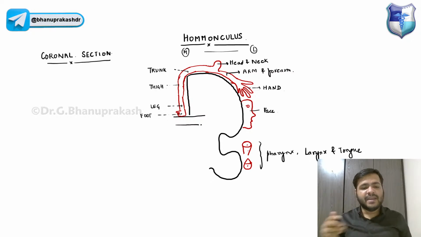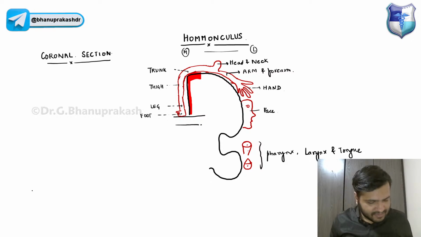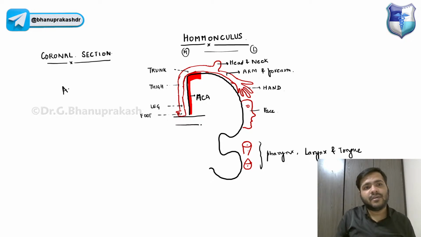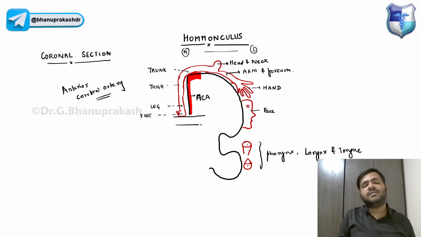Now guys, the medial surface and some part of the superolateral surface is supplied by an artery that is called the anterior cerebral artery. You can just write it over here. We have the anterior cerebral artery, right?